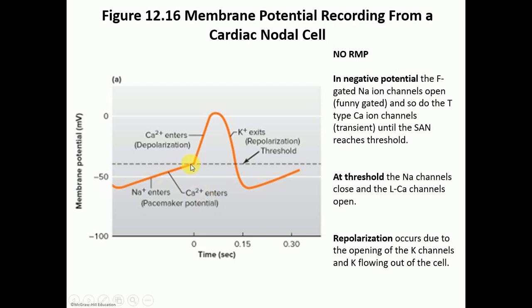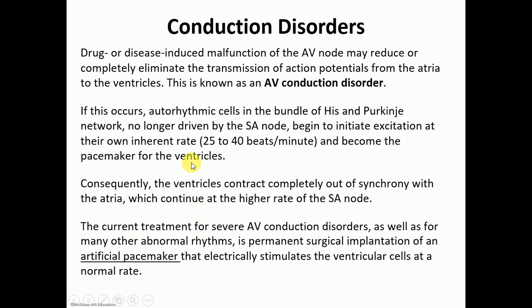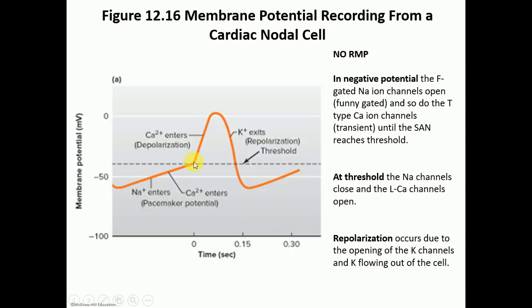When it reaches the threshold potential, the sodium channels are going to shut and only calcium is going to be allowed in. The calcium entrance is what finishes off depolarization. At the tip of this, your L calcium channels shut down, and we open up potassium channels in order to repolarize back into negative territory.